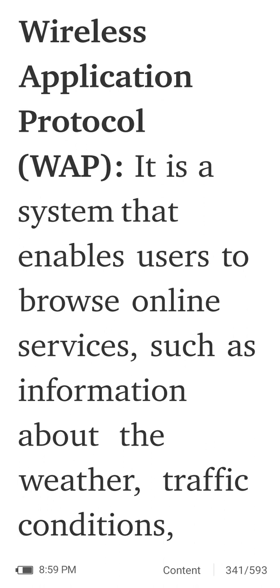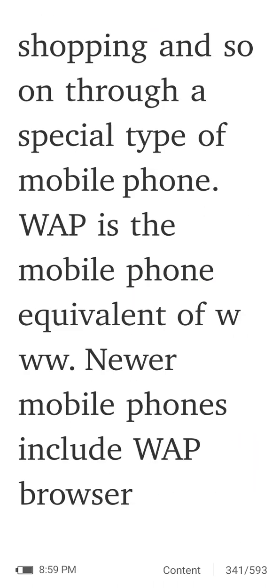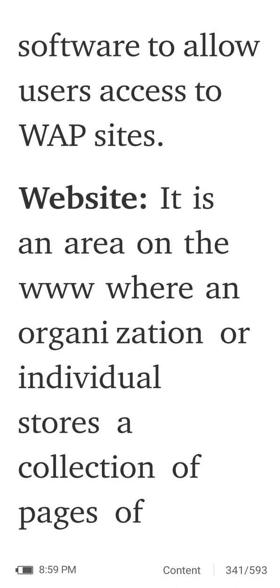Wireless Application Protocol, WAP. It is a system that enables users to browse online services such as information about the weather, traffic conditions, and shopping, and so on through a special type of mobile phone. WAP is the mobile phone equivalent of www. Newer mobile phones include WAP browser software to allow users access to WAP sites.